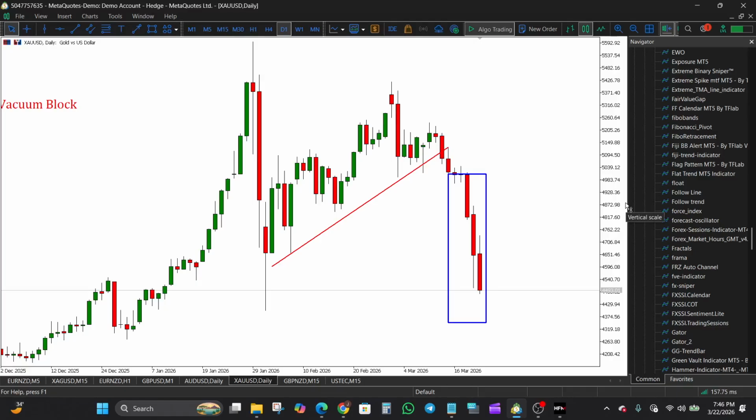So the key idea is not to chase price during strong moves, but to recognize where the market moved quickly and wait for price to return to those zones before looking for confirmation. In simple terms, the ICT vacuum block helps traders understand where price is likely to move quickly again and why some areas of the chart behave differently from others.